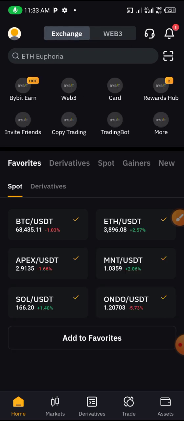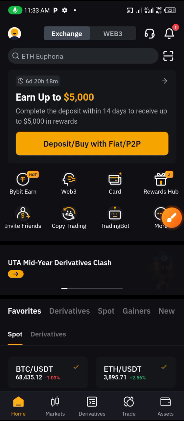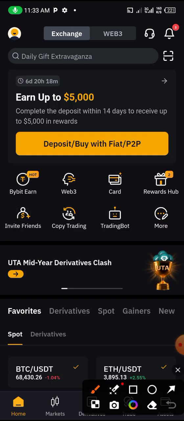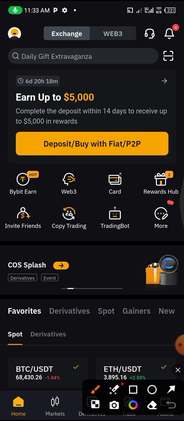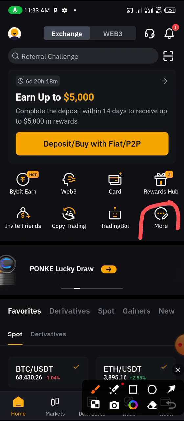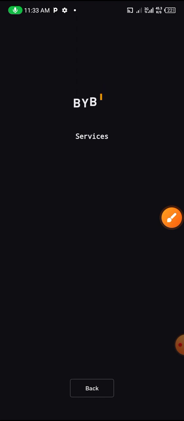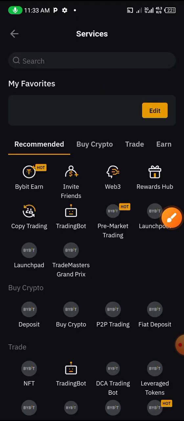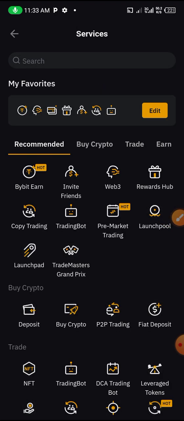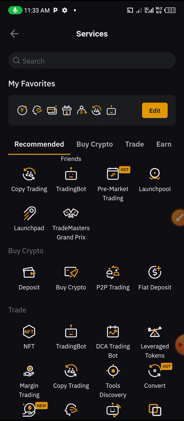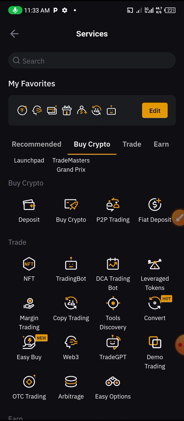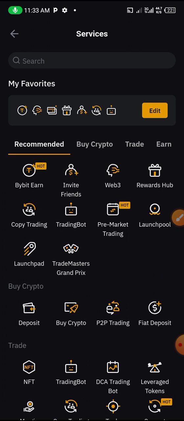So the next thing we do, once you open the first page, the first thing you do is you click on this more. You click on more. This more here. You click on it. Once you click on more, it opens. Now once more opens, you look for your P2P. You look for P2P. Where is my P2P?